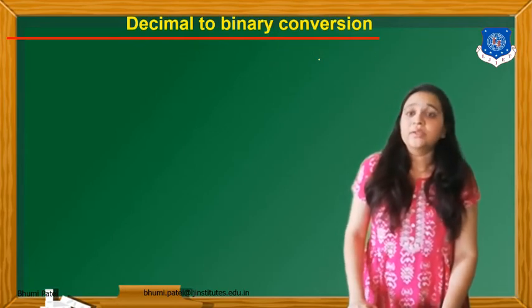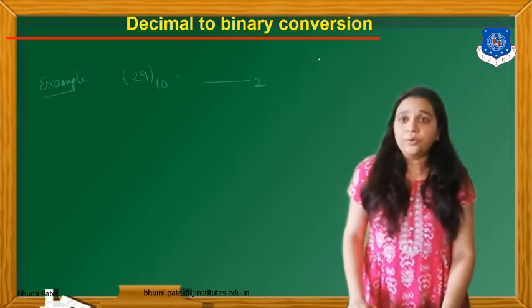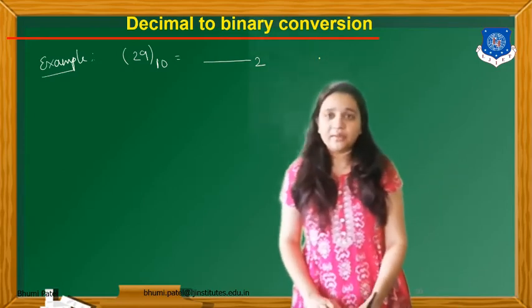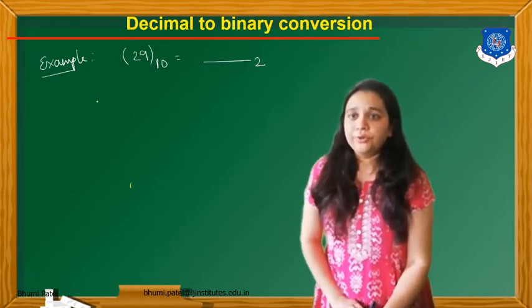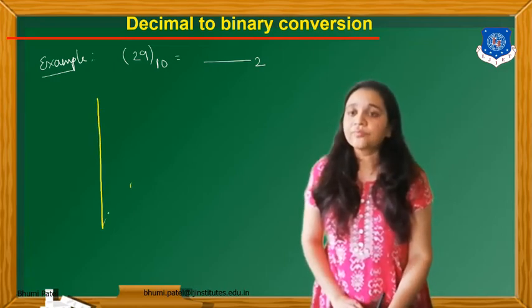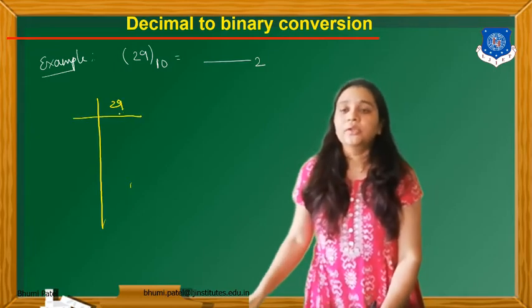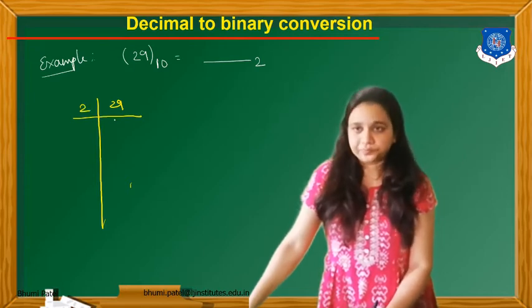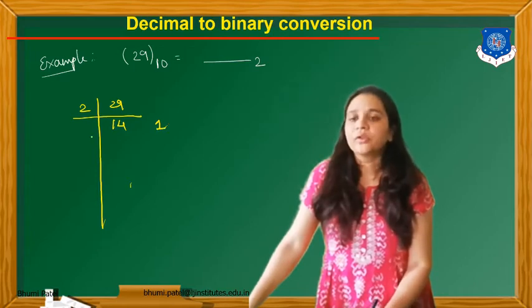Now these are some questions that are asked in the GTO. You have to convert this decimal number to binary, and for that you have to use this formula. You have to convert the number 29 to binary. So for that, you have to divide 29 by 2. So it is 14, and here we write the 1.